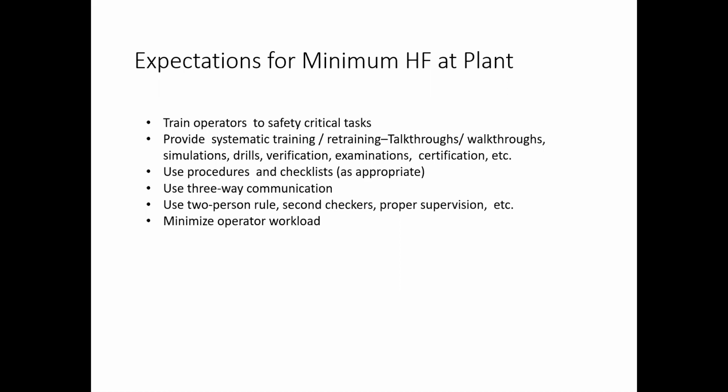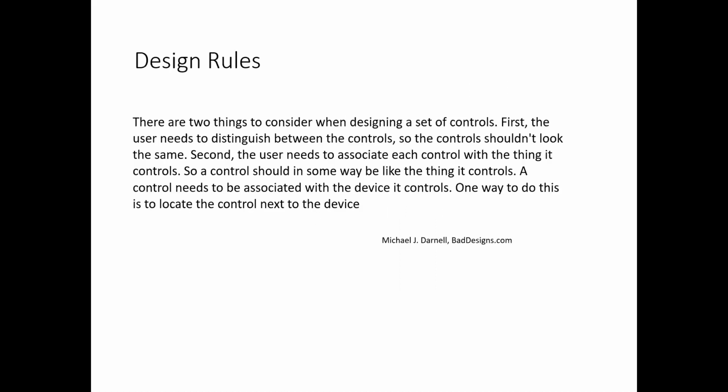Use the two-person rule, second checkers, proper supervision. This is some of the ownership of, we know human errors will happen. It's less likely that two people will make an error versus just one. And at any given moment, we need to minimize operator workload. I like this one because it's interesting with that.